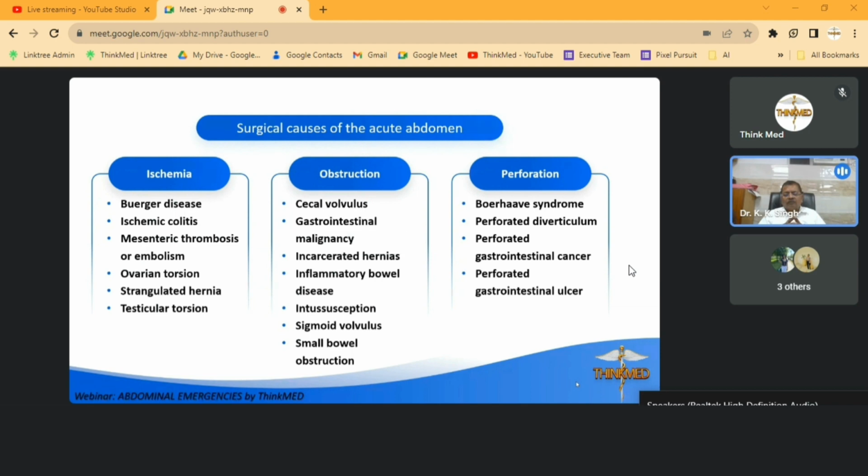Then perforation also can happen from stomach to the large intestine. But the most common parts of perforation are duodenum, terminal part of ileum, jejunum, stomach.